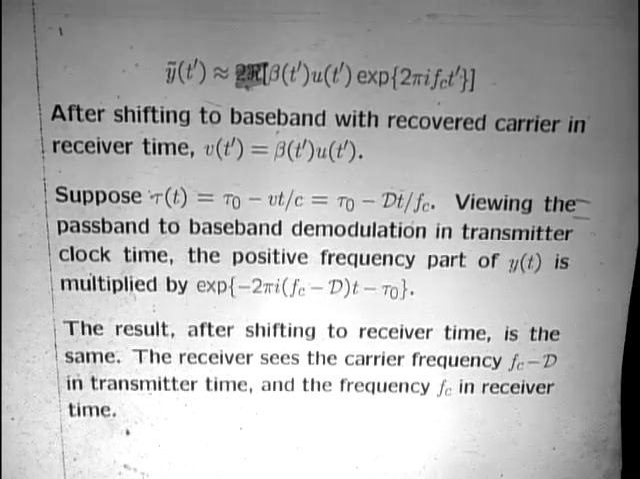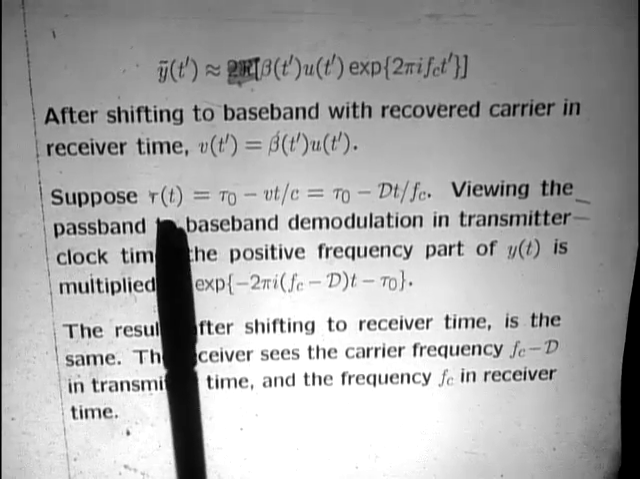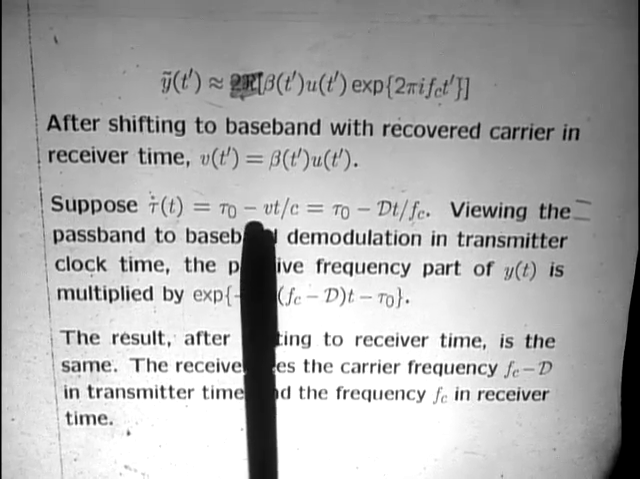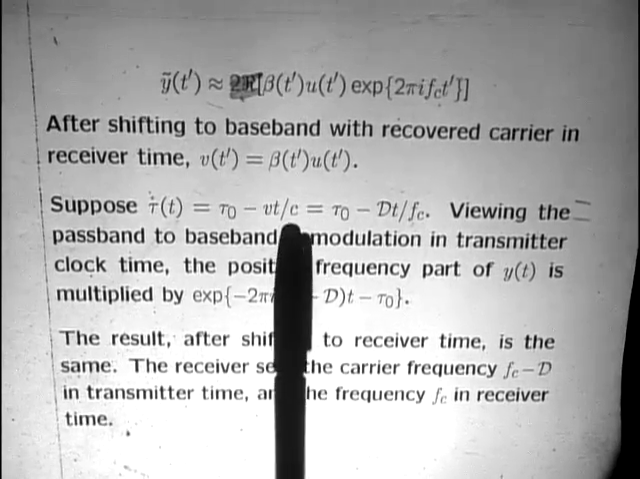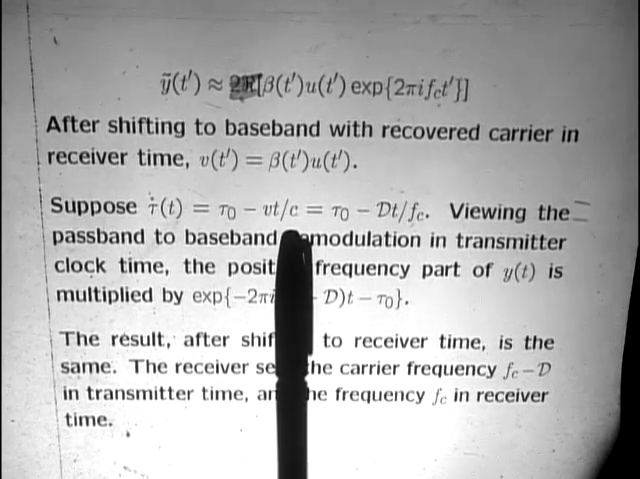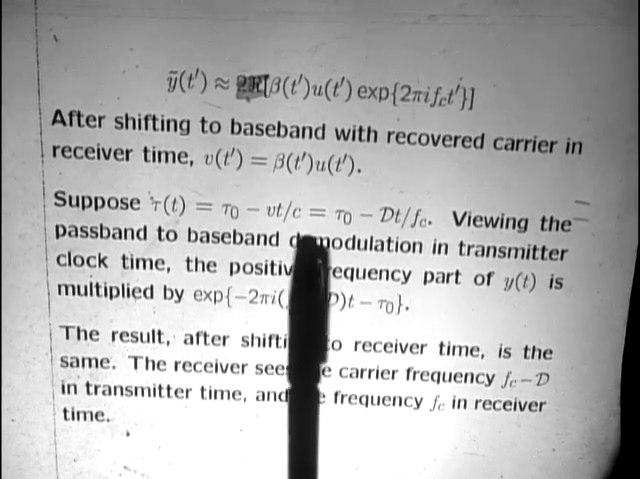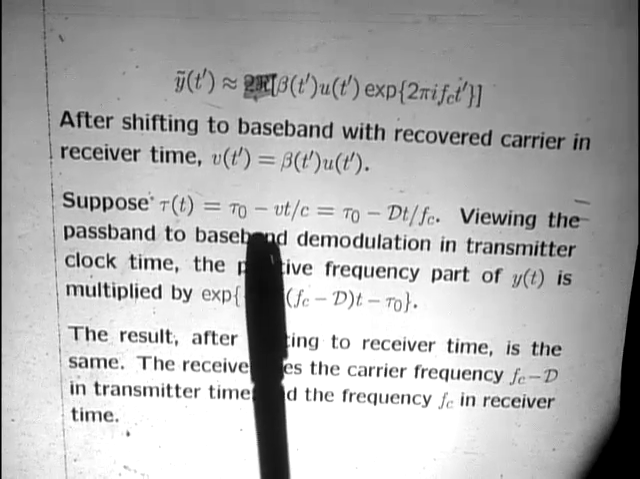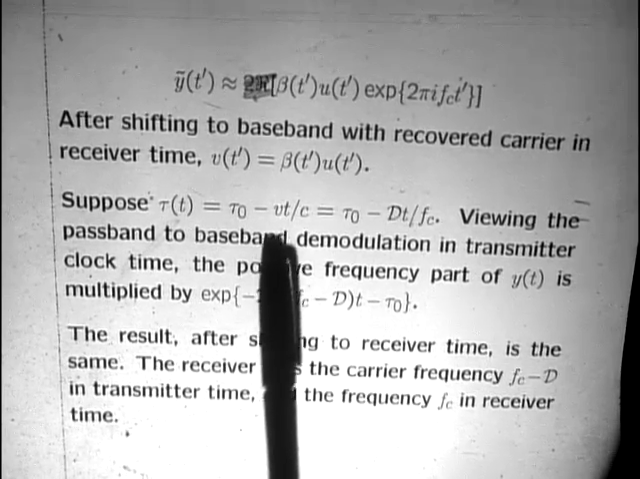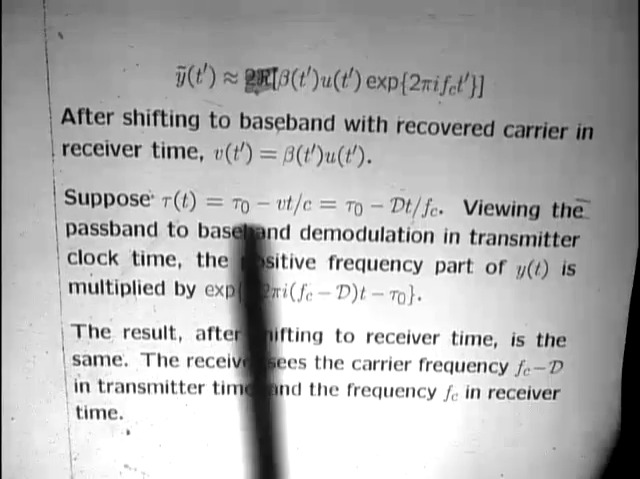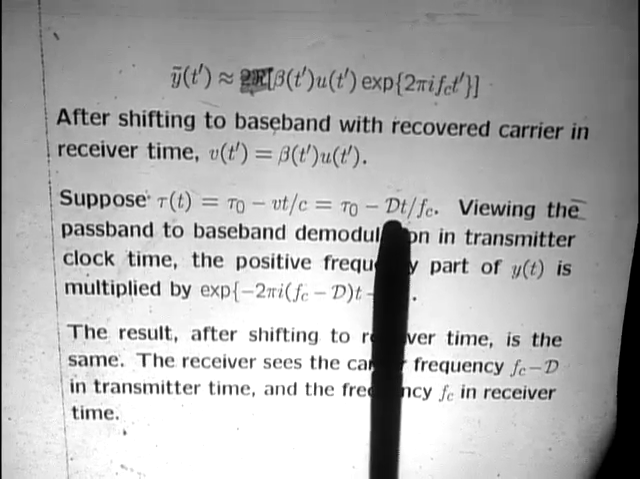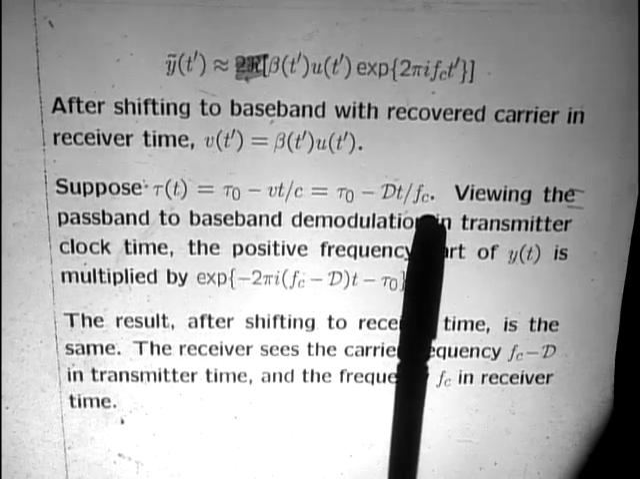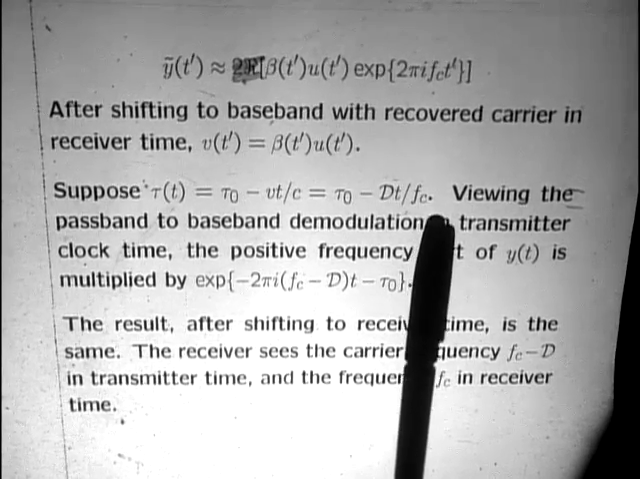Now think of this as saying, suppose this delay term is actually changing with time. Namely, it's some tau 0 minus a velocity term, vt, divided by the velocity of light. In other words, the change in the time delay that you incur is due to the time that it takes light to travel from where the receiver was to where the receiver is now. And we can also write that as tau 0 minus the Doppler shift times the time divided by the carrier frequency.